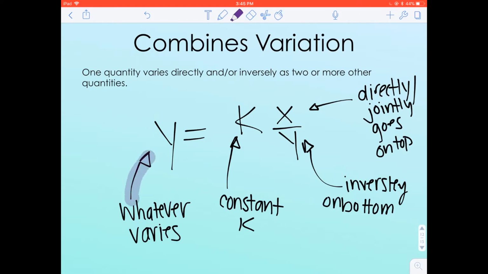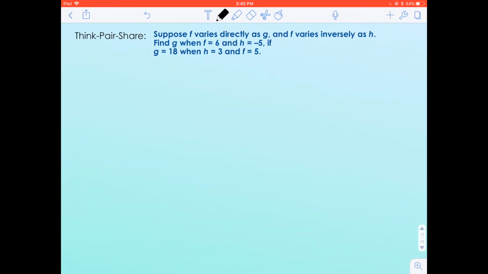All right, so whatever varies goes on the left. We always have our constant K. And then if it's directly or jointly, it'll go on top. And then if there's an inversely, it goes on the bottom. Again, setting this up is going to be the hardest part. Actually solving the numbers is not too difficult at all. Okay, so if you have anybody around you, you can try and think, pair, share with this one. Otherwise, just try it on your own and I will show you the answer.